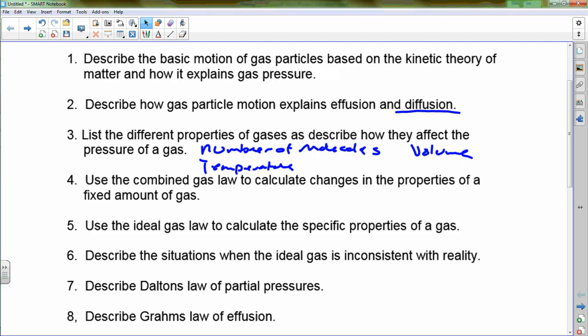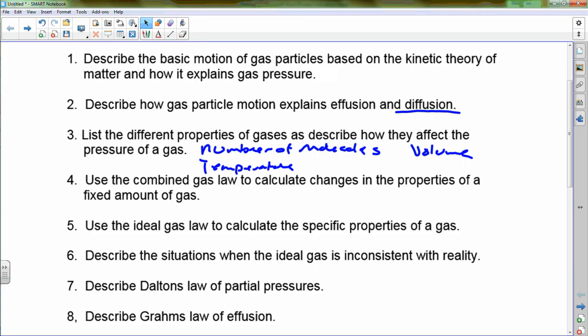The number of molecules, when we're talking about a sample of a gas, like in this soda bottle, is going to be directly related to the pressure. If I add more molecules, if I put more air in here using an air compressor, it's going to increase the pressure. Temperature is also directly related to the pressure. If I increase the temperature, if I warm this thing up, the air molecules are going to move faster, and it's going to increase the pressure.